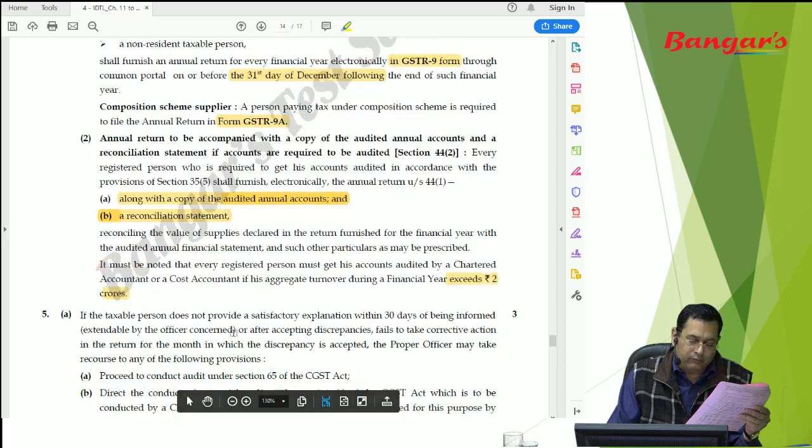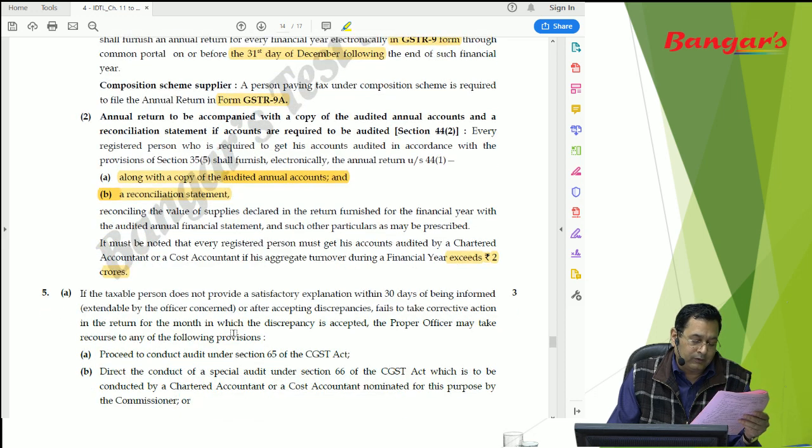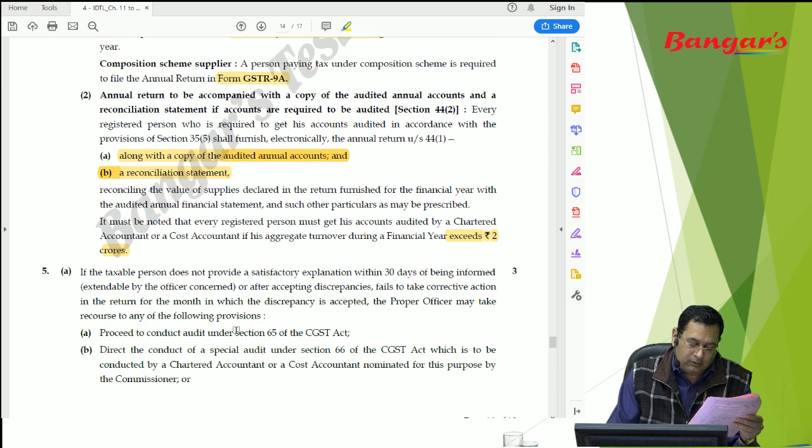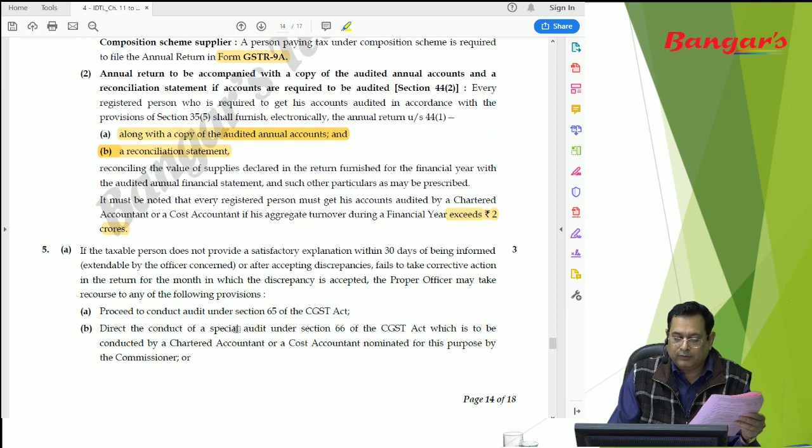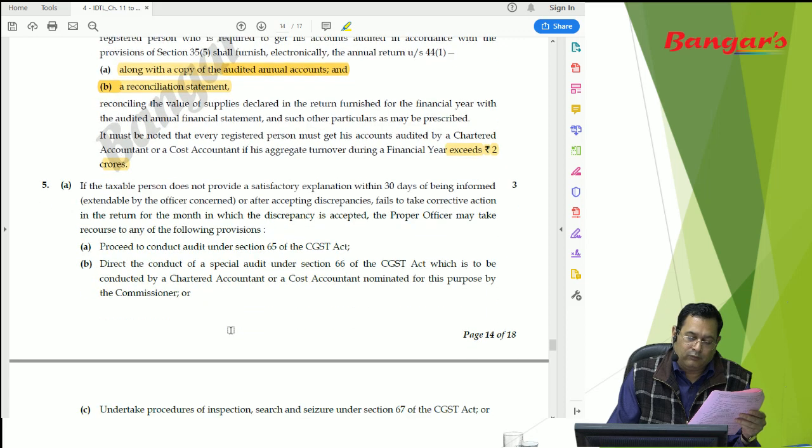Then question number 5A was a recourse which an officer can take if the concerned person has not furnished the replies in relation to the discrepancies which have been seen in the return and notice has been issued to the concerned person who is conducting any inquiry under section 61. Then what recourse can the proper officer take?